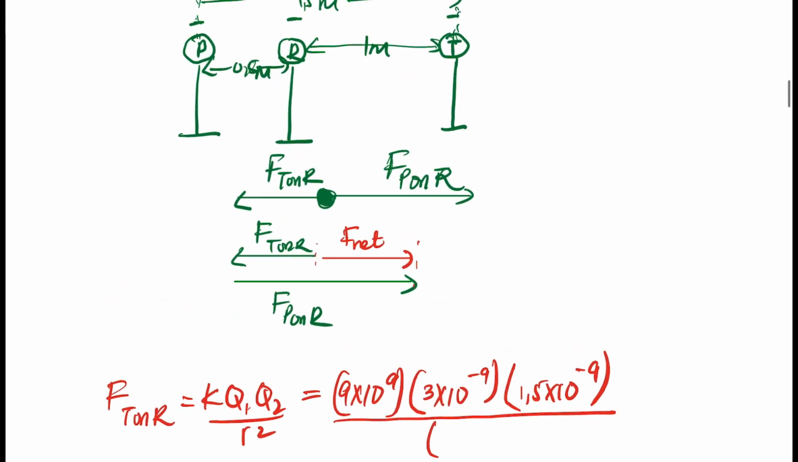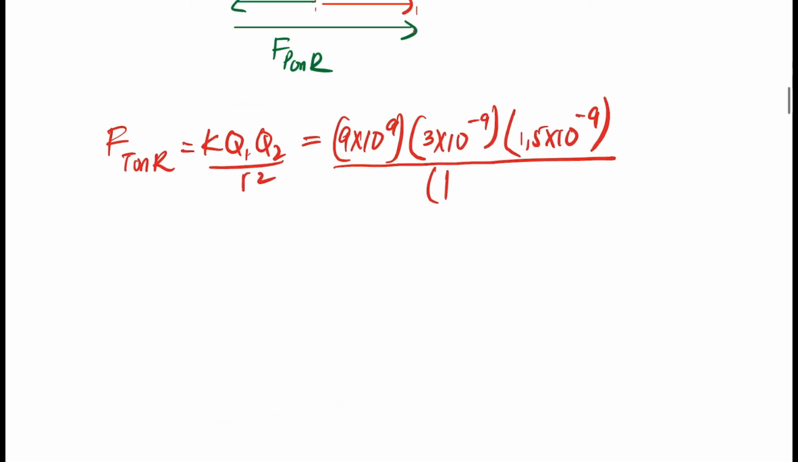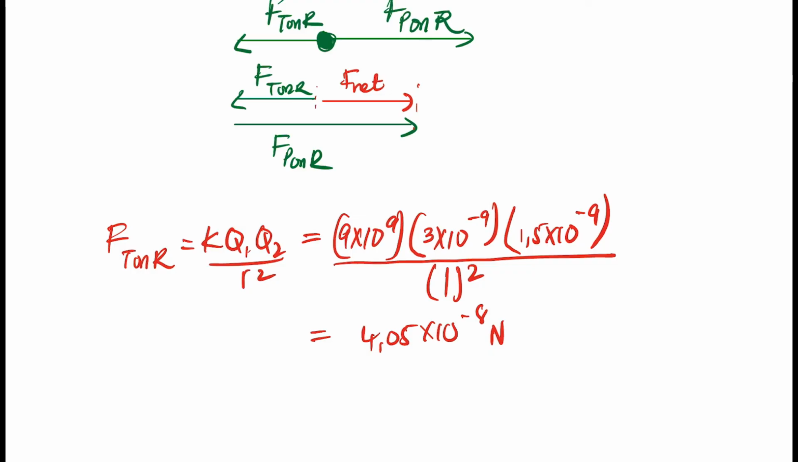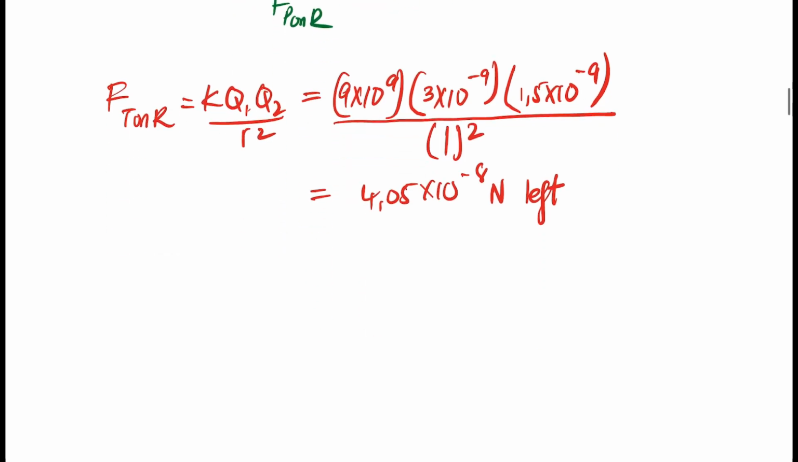So the distance between T and R is 1 meter. So it's going to be 1 there, so it's going to be 1 squared. If we put that in the calculator, it's going to be 4.05 times 10 to the power negative 8 newtons. And we already decided the direction: the force of T on R is going to the left. Now let's calculate the force of what?